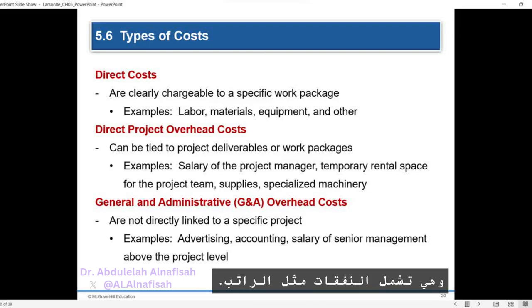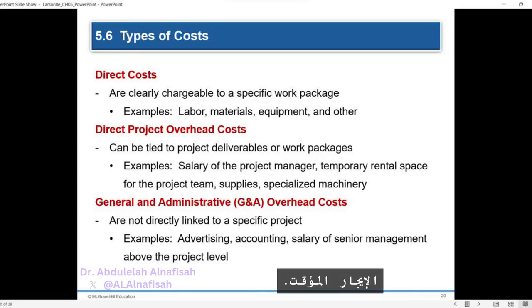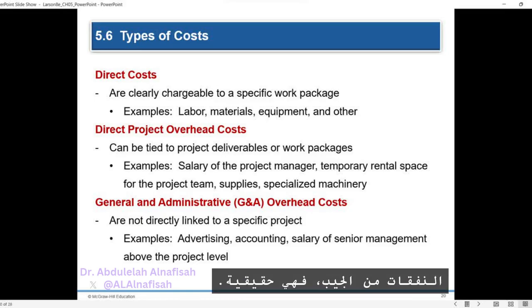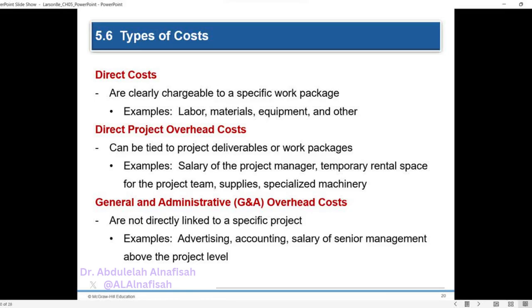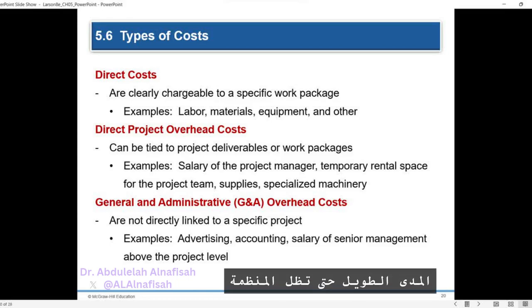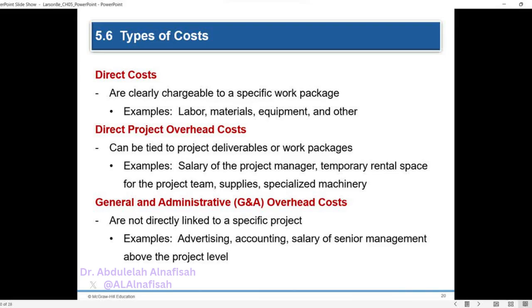They include expenses such as the salary of the project manager or temporary rental space for the project team. While direct overhead costs are not immediate out-of-pocket expenses, they are real costs that must be covered in the long run for the organization to remain viable. The rates for direct overhead costs are typically calculated as a percentage of the dollar value of the resources used, such as direct labor, materials, or equipment.